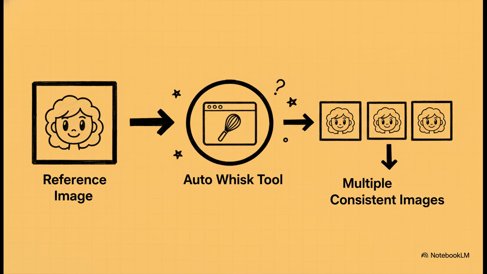And here's the solution. Before you hit generate on all your scenes, you just upload a single reference image of your character. That's it. By giving it this guide, AutoWhisk makes sure your character stays perfectly consistent across every single image it creates. It completely maintains that story continuity.